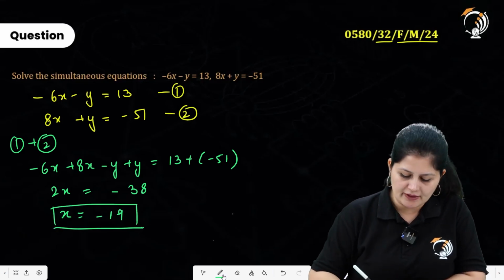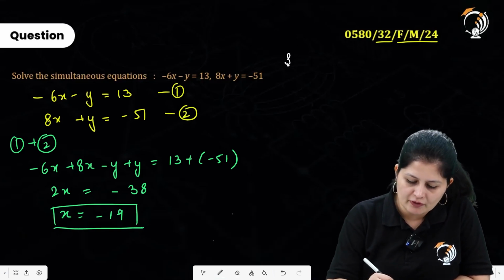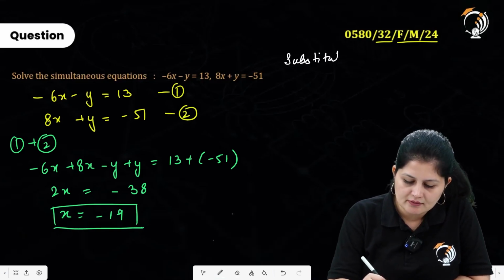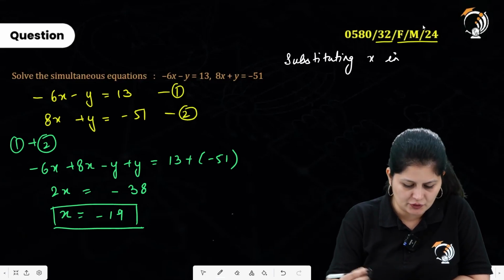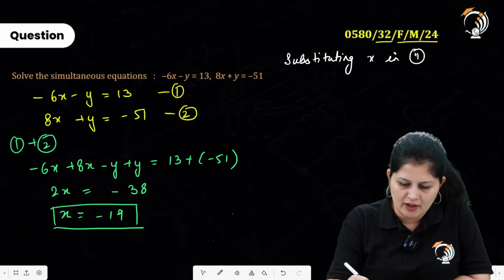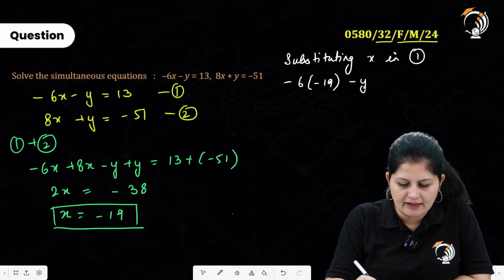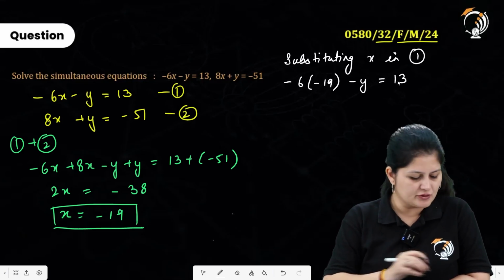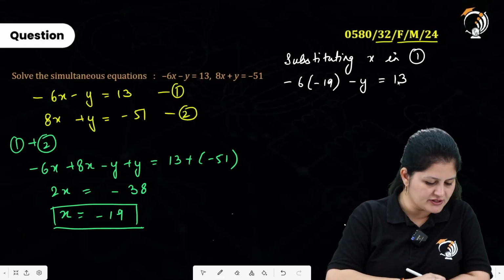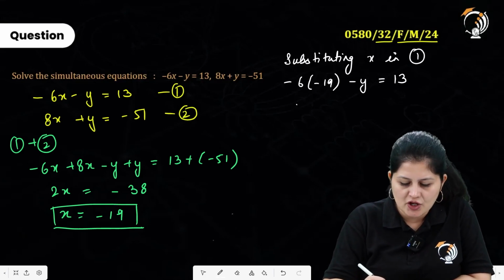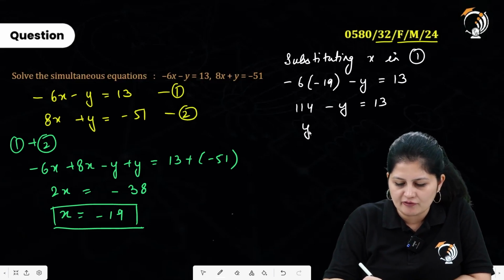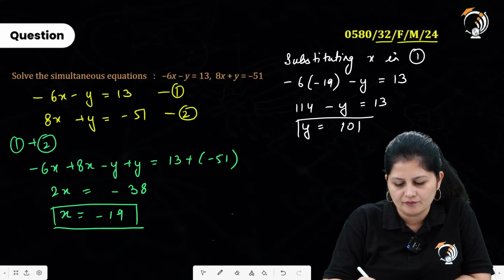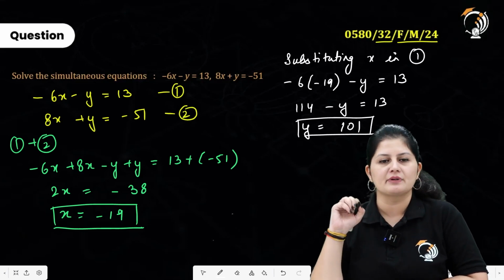Now substituting the value of x in any of the equations, you can put it in 1. So that is minus 6 multiplied with minus 19 minus y is equal to 13, right? So let's just do the calculation. Let's use the calculator to get the calculations. So 114 minus y is equal to 13. So we are getting the value of y is equal to 101 here. So this is how we are going to solve the simultaneous equation.